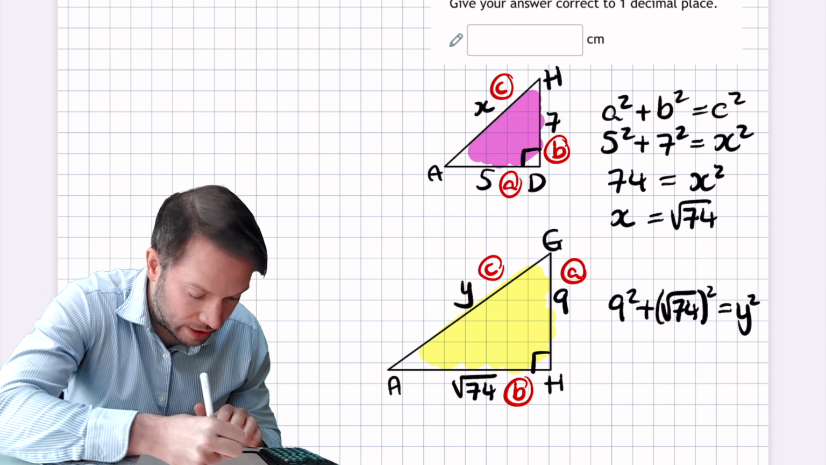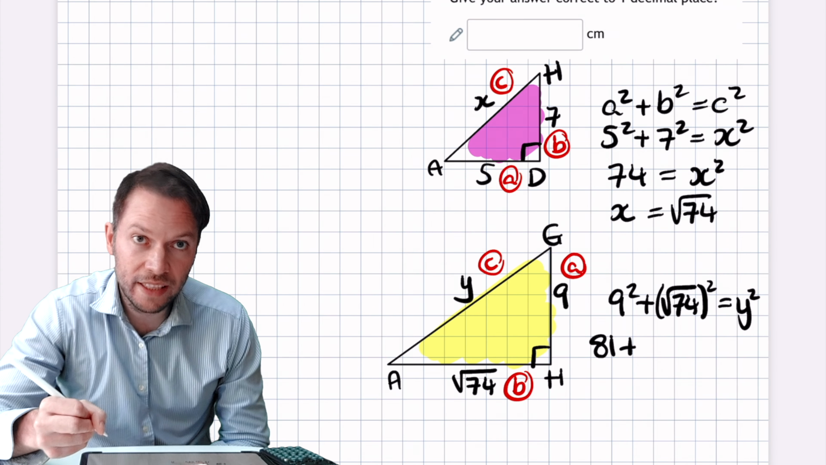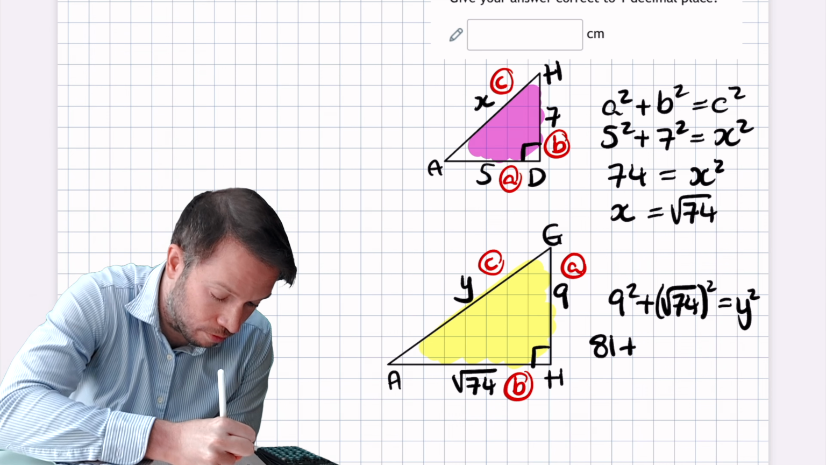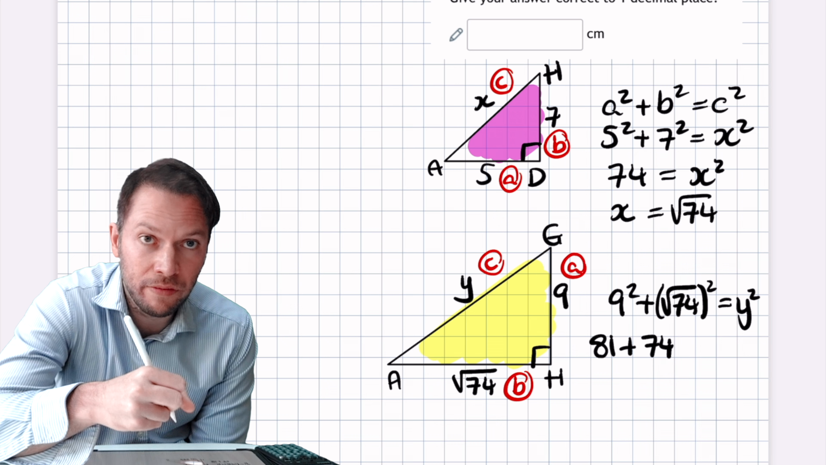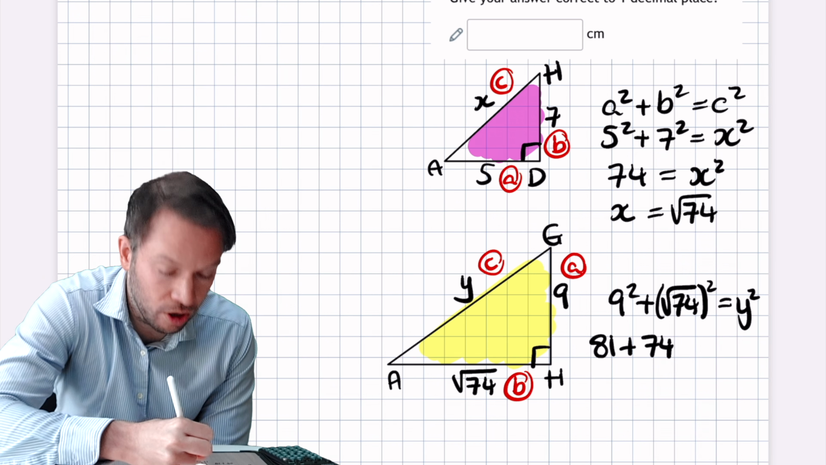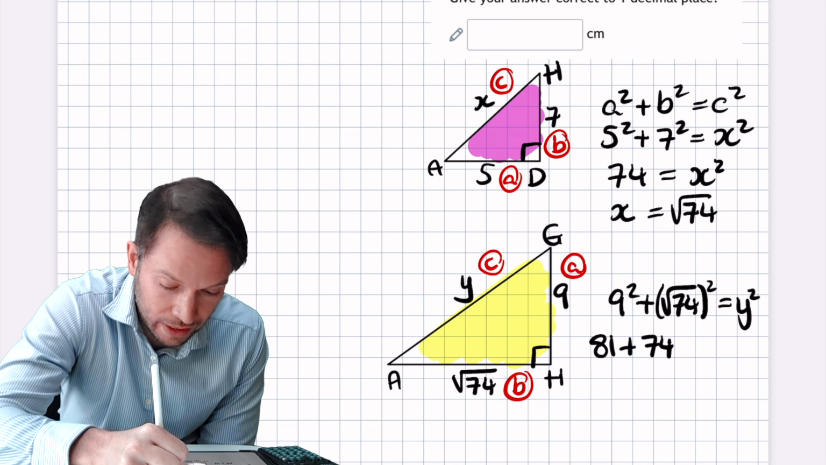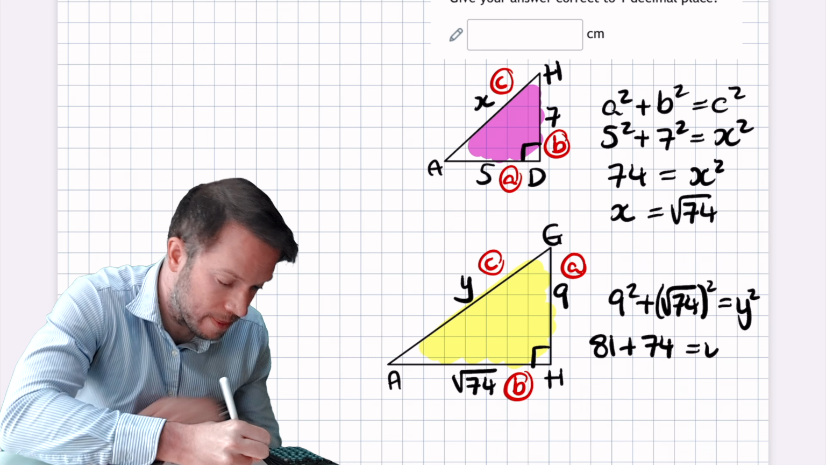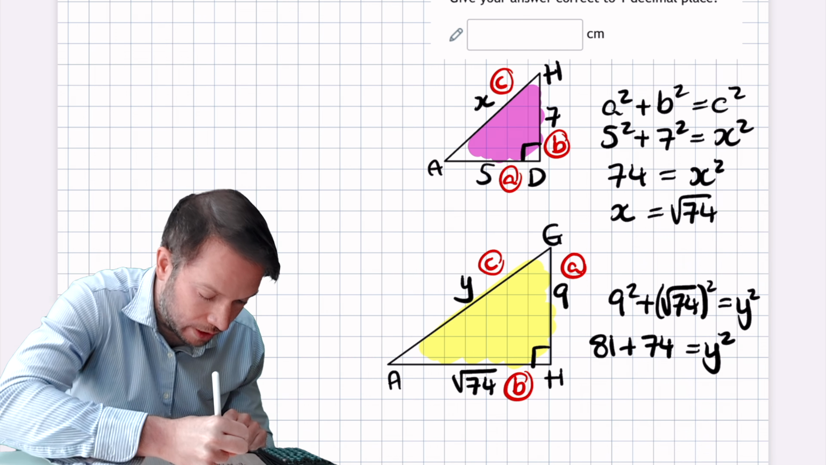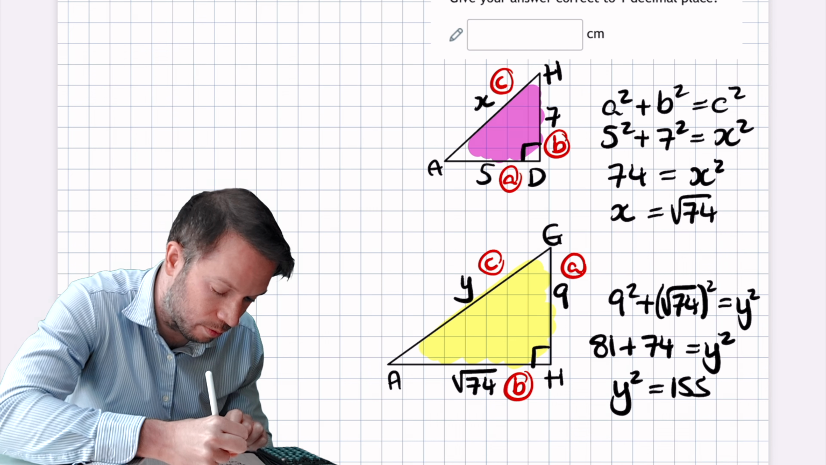Now, 9 squared is just 81. Root 74 squared, well, the squared cancels out the square root, so you just get 74. That's why it was a good idea leaving that length as root 74, because when we squared it, it just got rid of the square root. So that is equal to Y squared. If we do 81 plus 74, that's 155. So Y squared is 155, and therefore Y will be the square root of that.